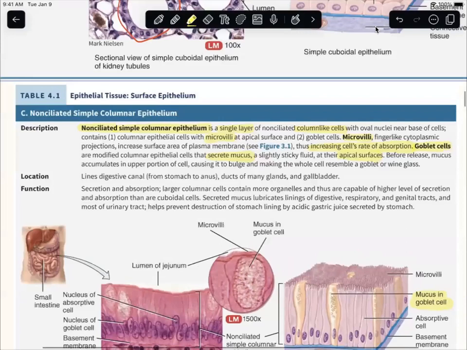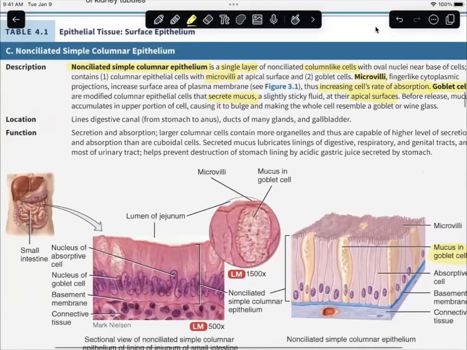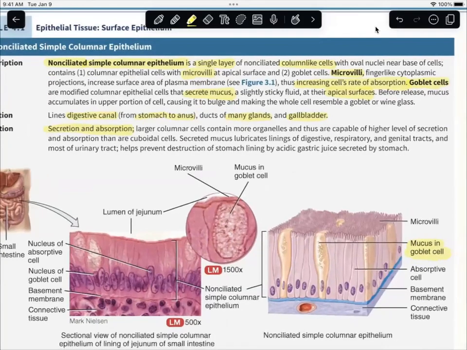So we find this non-ciliated simple columnar epithelium in your digestive canal. So all the way from your stomach to your anus. So your stomach, your small intestine, your large intestine, all the way down to the anus. The gallbladder. The gallbladder is a storage site. It stores bile made by the liver that helps to break down fats. And then we also will see this in different glands. So its main role is secretion and absorption. If it's in the digestive tract, we're absorbing nutrients from food that we eat, and it's secreting because of all of these goblet cells that are making mucus.